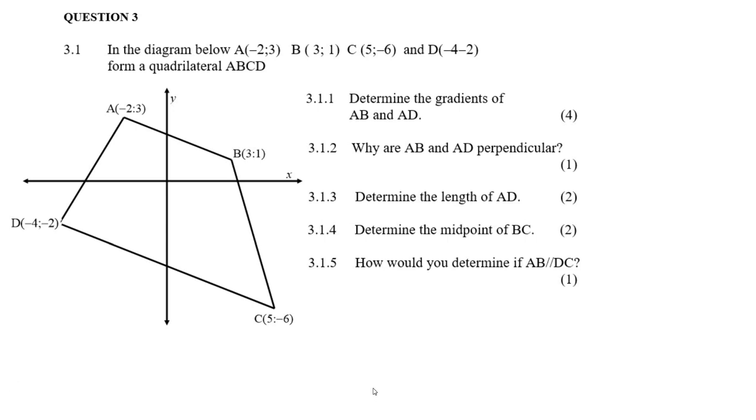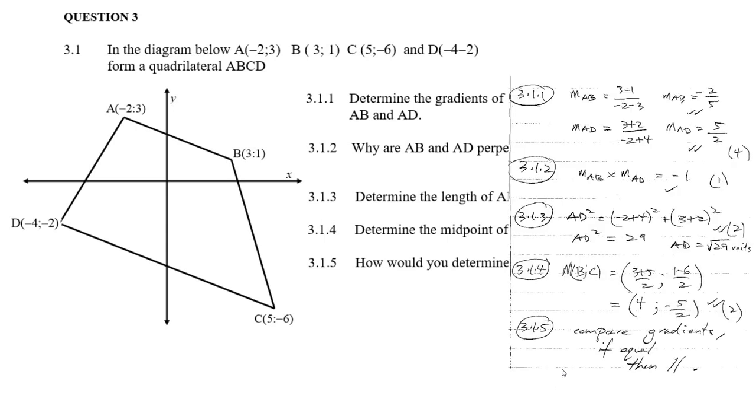Okay, let's try this analytical geometry question. The first thing they say is find the gradients of AB and AD. Well, for gradients you subtract the y coordinates and you subtract the x coordinates and you come up with an answer. So let's look at the memo and I'll sort of explain it as we go through here. What are the gradients there?